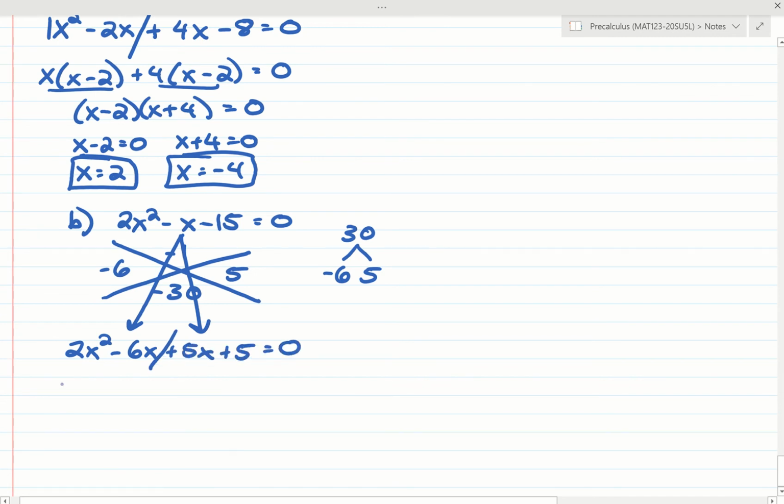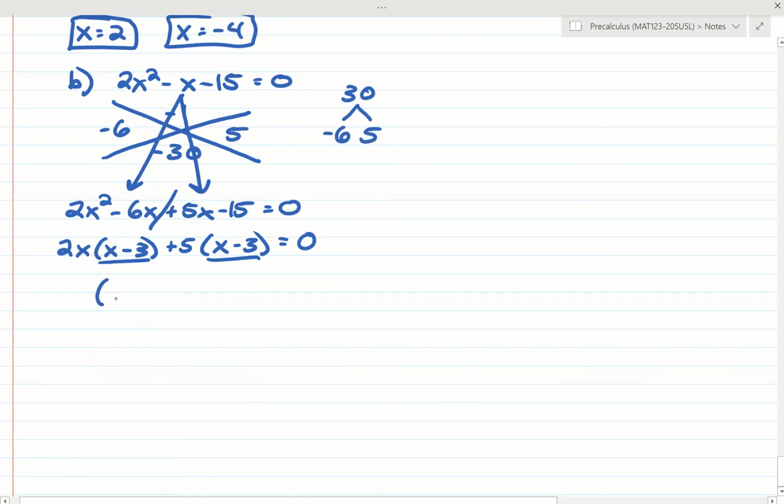Cut it down the middle. We could take out a 2x, get x minus 3. Take out a 5. I forgot the 1 here. It was supposed to be minus 15. So if we take out a 5, we do get x minus 3. So you know you did it correctly if these are the same. Finishing up this problem, we'll write what's in common. We'll write what's left over.